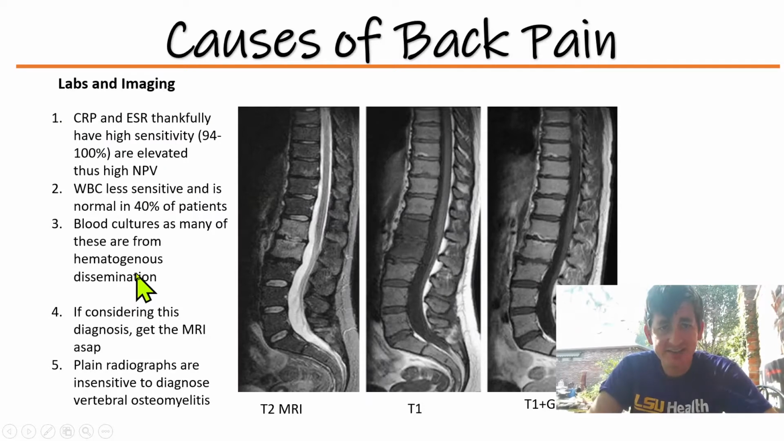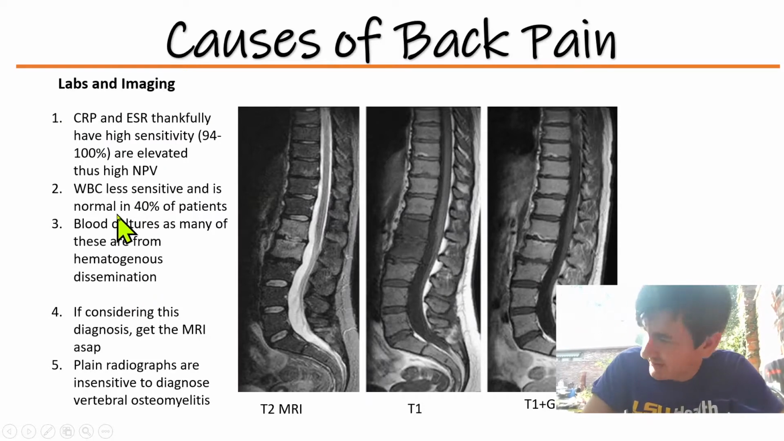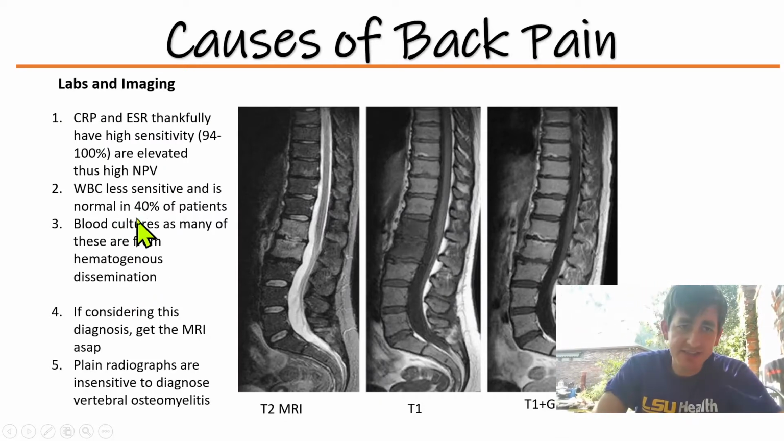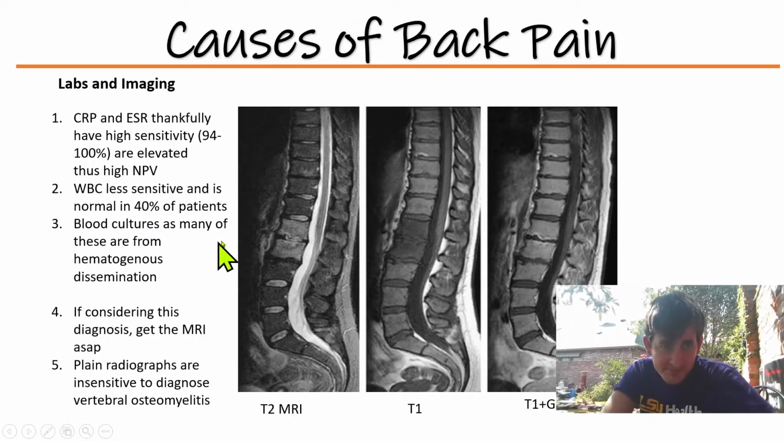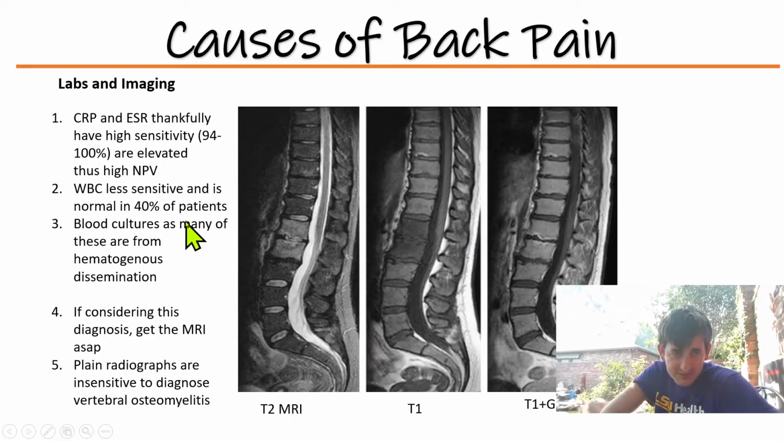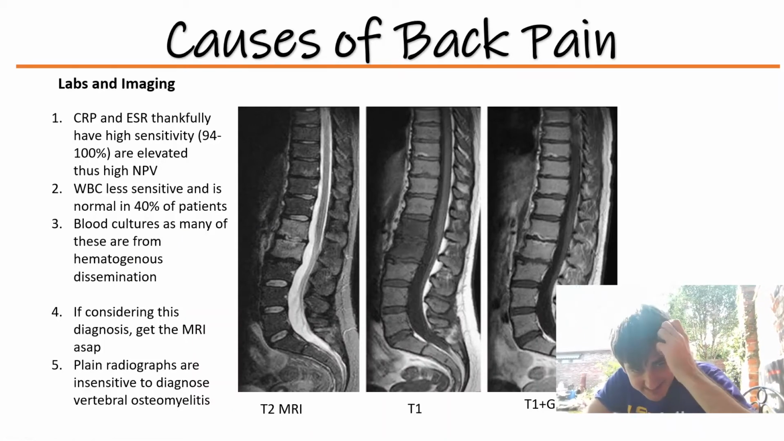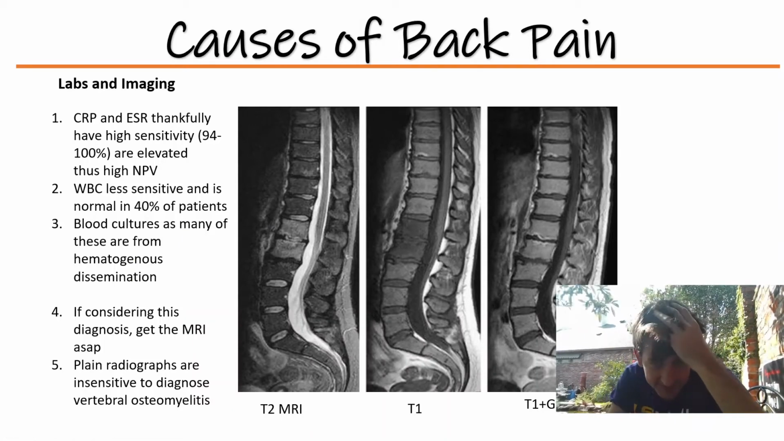White blood cell count is less sensitive, surprisingly; it can be normal in up to 40% of patients. Blood cultures should be taken. Again, they can be normal, but usually these infections are spread from the bloodstream, hematogenous dissemination. And if you're considering this diagnosis, just get the MRI ASAP.